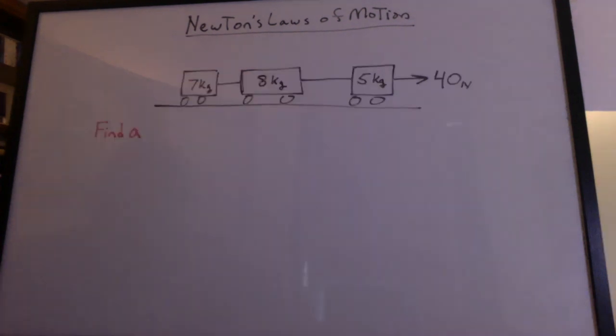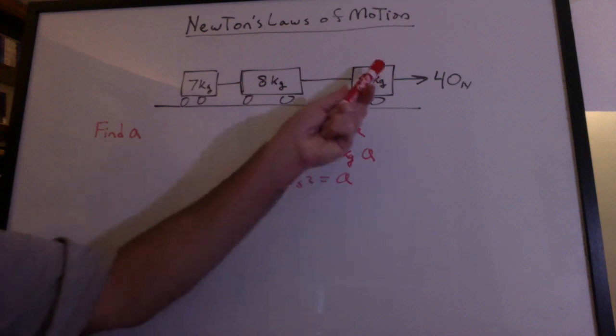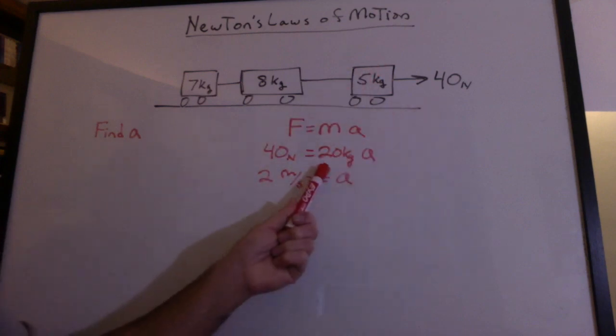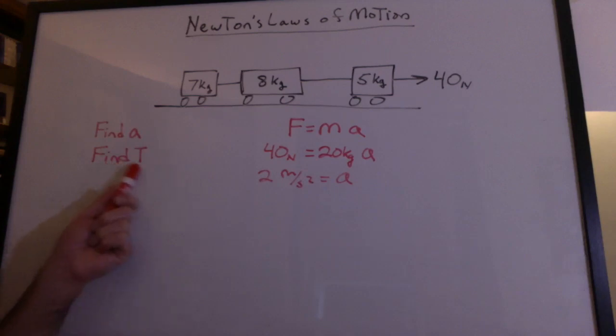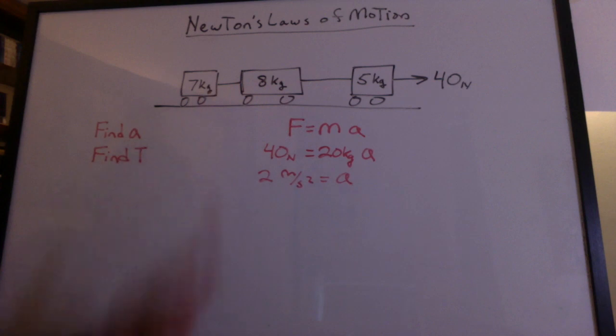Find the acceleration of this system of frictionless carts. If we view all three carts as the system, then there's only one force, external. The mass of the system is 20 kilograms, and the acceleration is 2 meters per second squared. And now I want to find the tension in the string. But there's two strings. Do you think those tensions are going to be the same?